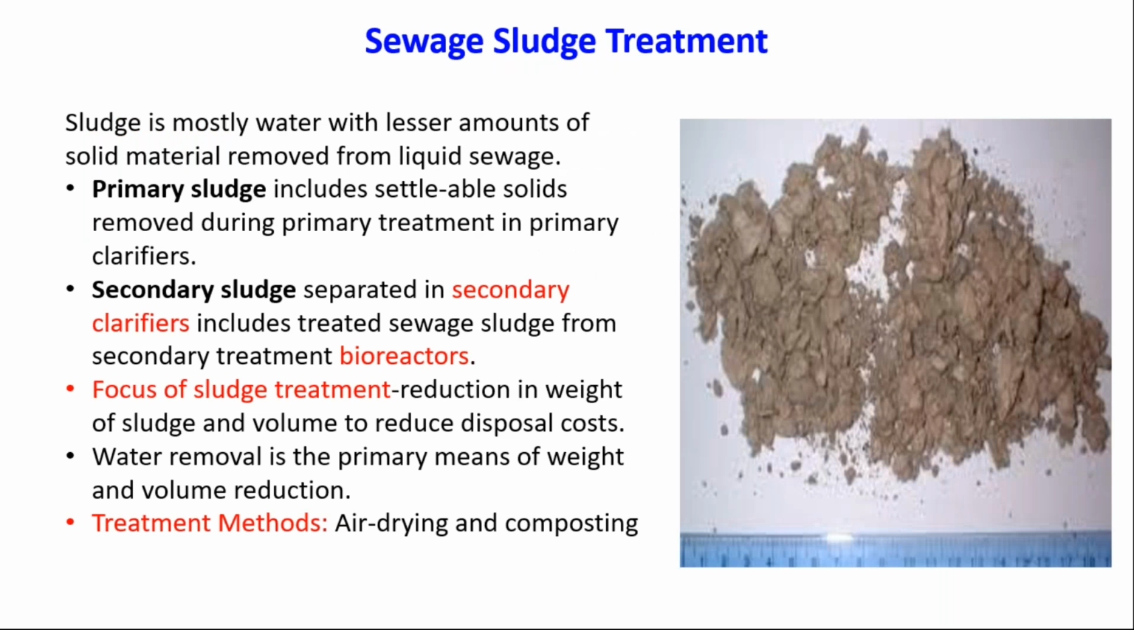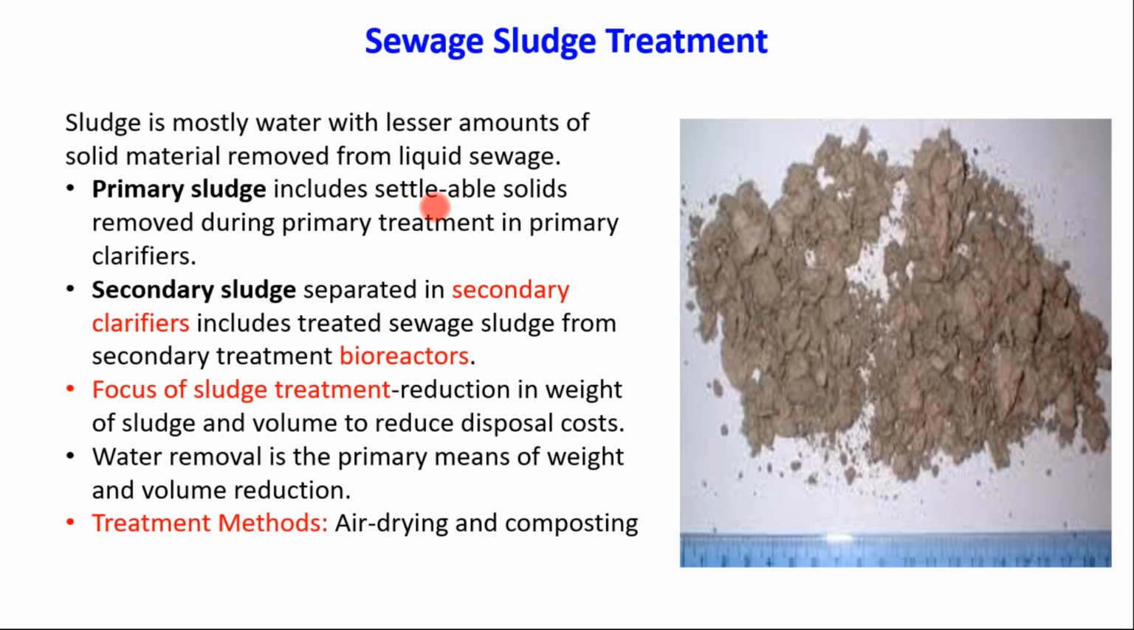This is the sludge which is shown in this picture. Sludge is mostly water with lesser amounts of solid materials removed from the liquid sewage. So in this sludge, the parts are solids as well as liquid, and mostly the water is the liquid component. Then there are two types of sludge. One is primary sludge and the second one is secondary sludge.